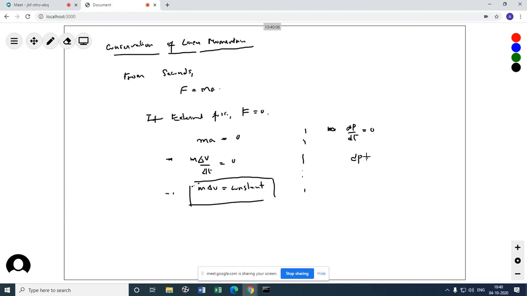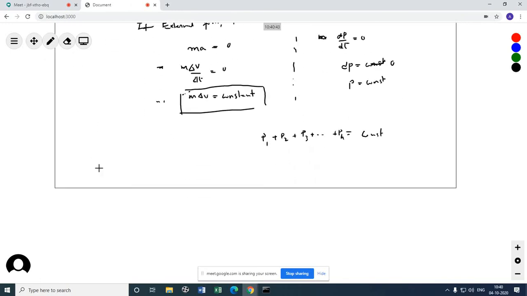I can write dp equals 0, or p equals constant. That is, the momentum is always constant. Right or not? Yes, sir. In both the cases you can write P1 plus P2 plus P3 plus Pn, you can have as many particles, no problem. The sum will be constant. Right? Hence, the law of conservation of linear momentum states.